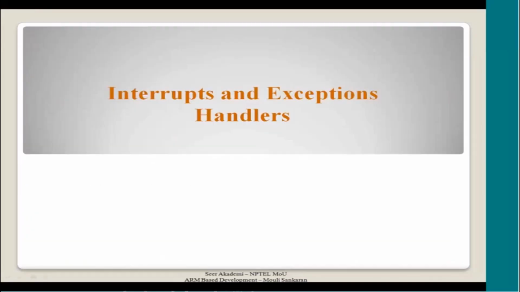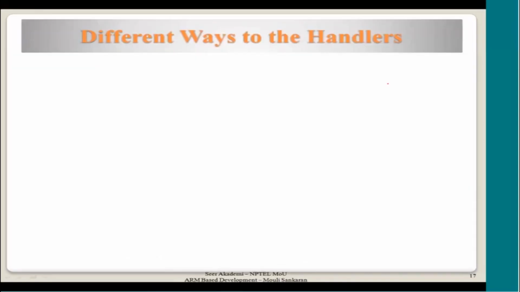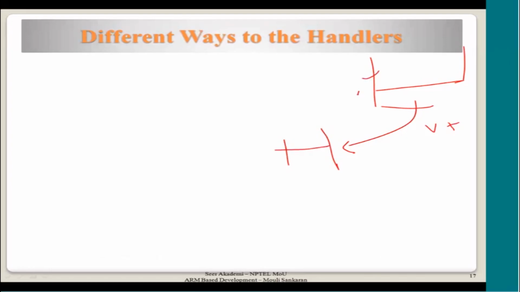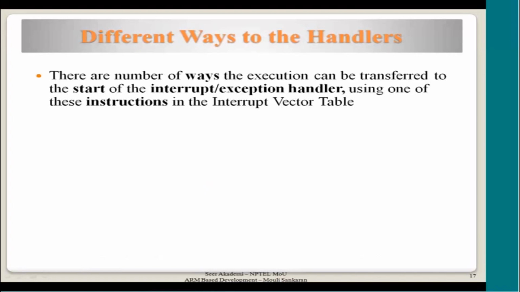Now I am just going to give a brief idea about how the handlers are called from the interrupt vector. Interrupt vectors are there, and then you are calling the handler. I told you, this is the vector table, and at each location you are calling the handler. Now, what is the instruction you are supposed to put? I showed you some branch instruction, but there are different ways you can pass the control to the handler. There are a number of ways an execution can be transferred to start the interrupt handler using one of the instructions in the vector table.